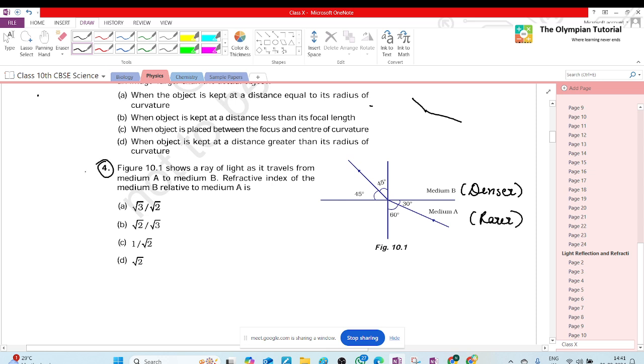Fourth, whose turn? Aikta or Thanya? Who will read the question?